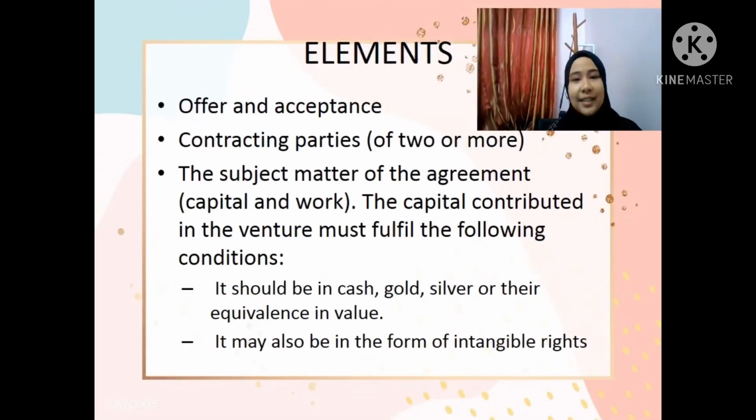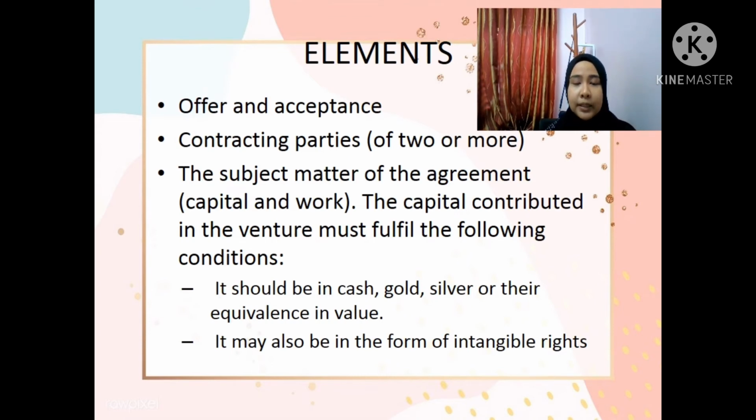Now, let's see the elements of musyarakah. The first element of musyarakah is offer and acceptance, which is ijab and qabul. The second one is contracting parties. Since this is a musyarakah contract, the parties involved must be two or more parties. And the last one is the subject matter of the agreement, which is capital and work.